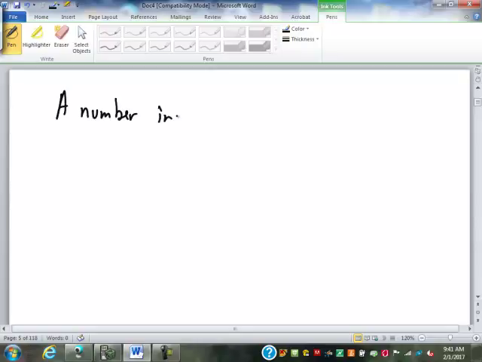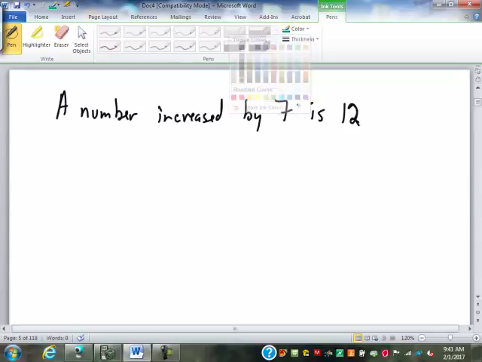A number increased by 7 is 12. So this is not just an expression. It's not just giving us that algebraic number. It's adding something more to it. The "is" here is kind of splitting up this phrase.